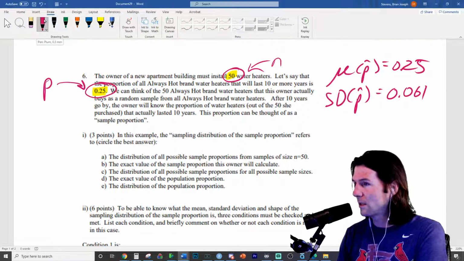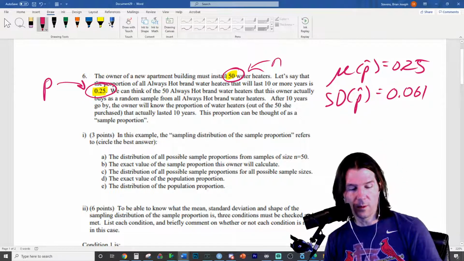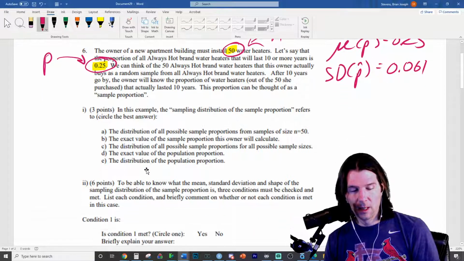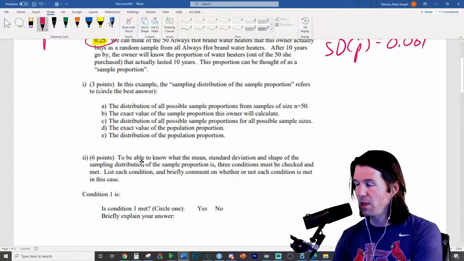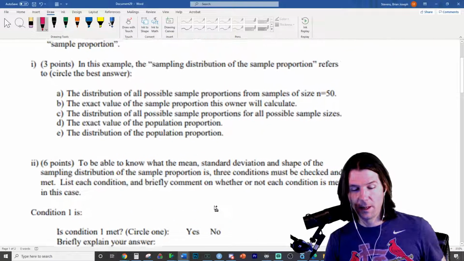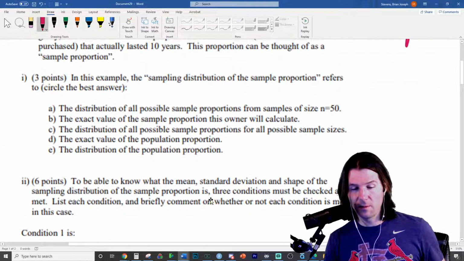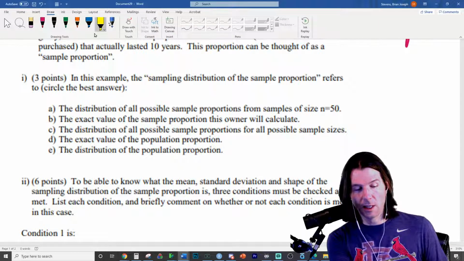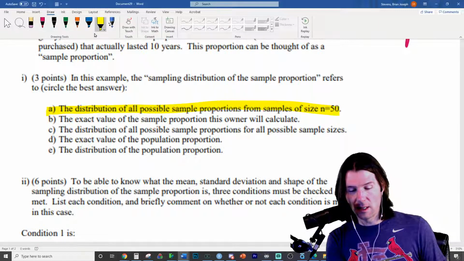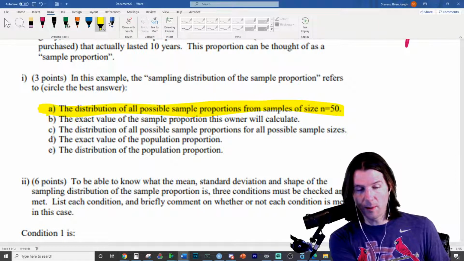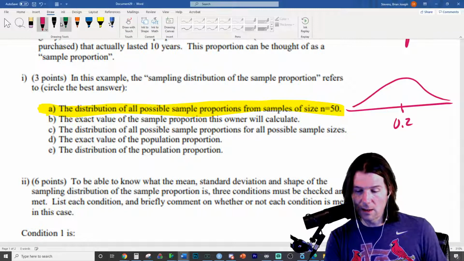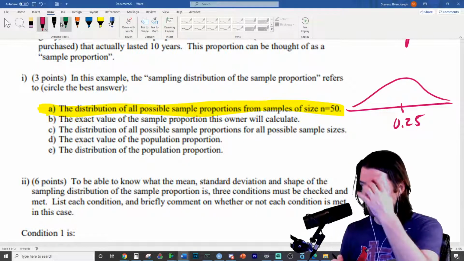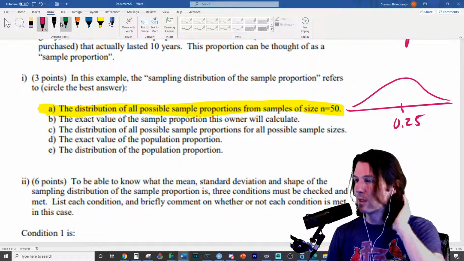Interpret part 5 on task 1. In this example, the sampling distribution of the sample proportion is what would happen if we take a sample of 50. So if we take a sample of 50 always hot water heaters, this is what we might see. The most likely thing is that 25% of them will last that long. So that is the amount we would expect.